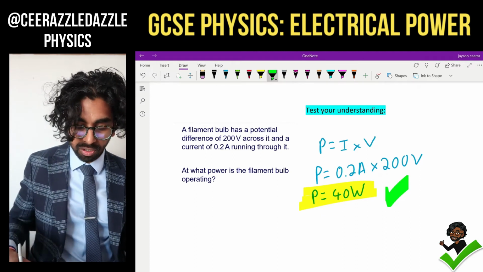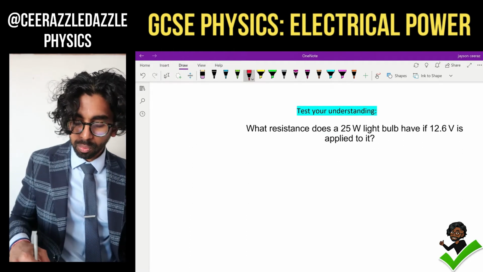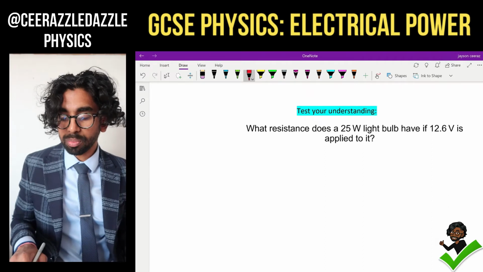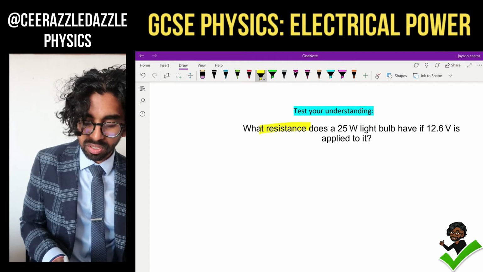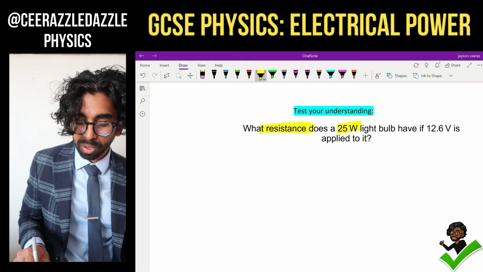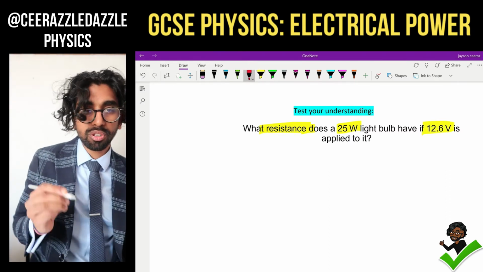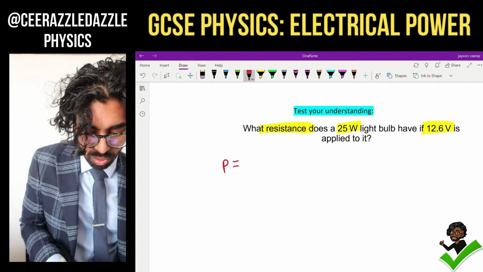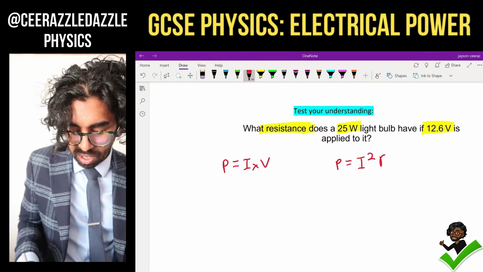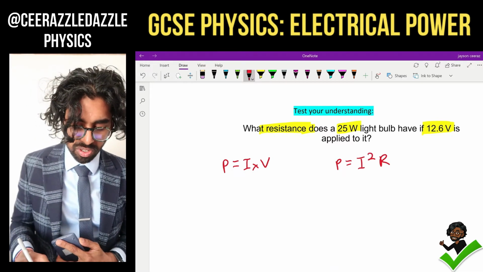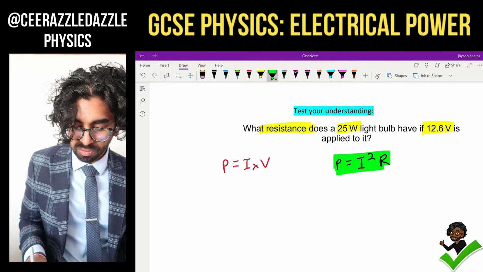Good stuff. Now, scrolling down, let's try another one. What resistance does a 25 watt light bulb have if 12.6 volts is applied to it? So a bit harder now. So you're asked to work out the resistance of a 25 watt bulb, and it has a potential difference of 12.6 volts. So the only two formulas you have are power is equal to I times by V, and power is equal to I squared times by R. Right, if you want to work out the resistance, it's only this formula. So we need this formula for the resistance.